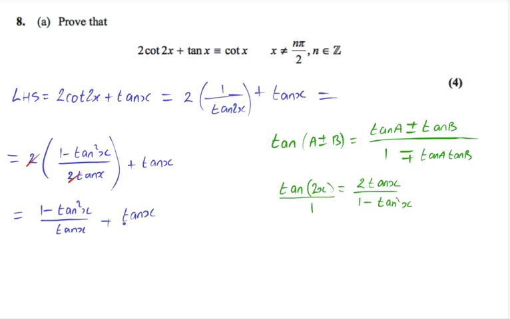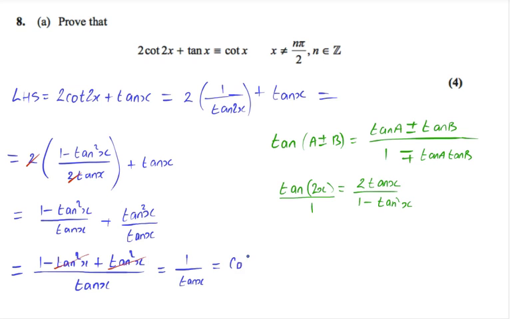Tan x we can think of as being tan x over 1. So to get a common denominator to add these two together, we need a tan x on the bottom. So we times the top and bottom by tan x. So this term becomes tan squared x over tan x. We have a common denominator, so we can now add them together. So we have 1 minus tan squared x plus tan squared x over tan x. The minus tan squared and the plus tan squared cancel out to give 1 over tan x, and we know that this equals cot x, which is the right hand side. So we've started with the left hand side and shown that it's also equal to the right hand side. So it's the end of proof.